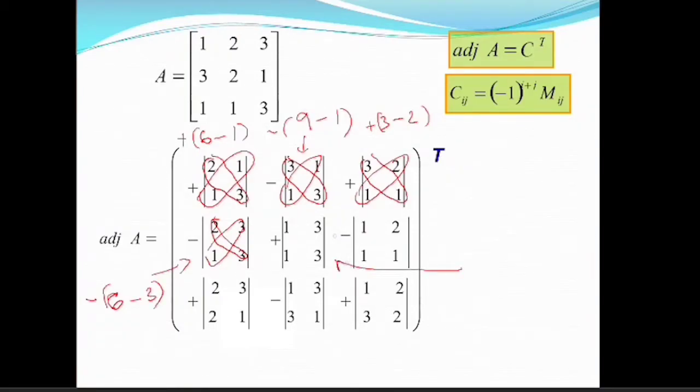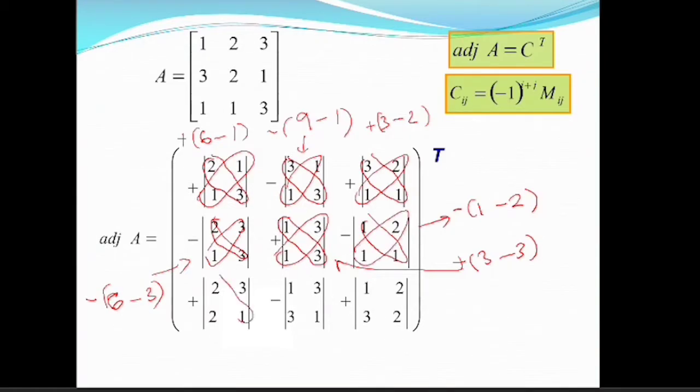Here, the determinant is 1 times 3, which is 3, minus 1 times 3, which is 3. The sign is positive in front. The next one is just 1 times 1, minus 1 times 2. And there's a negative sign in front. Put the negative sign in front.